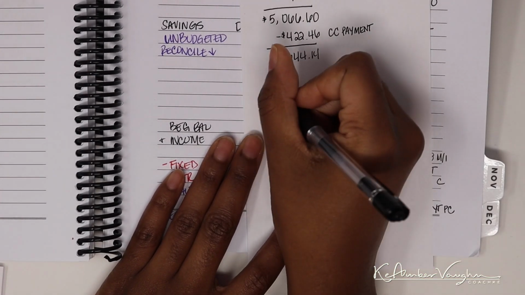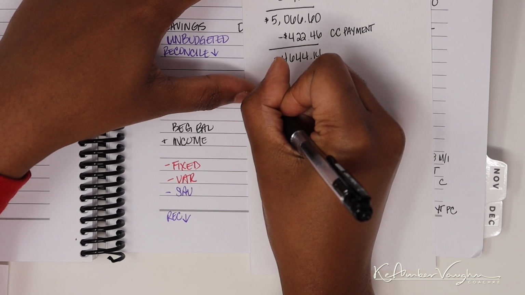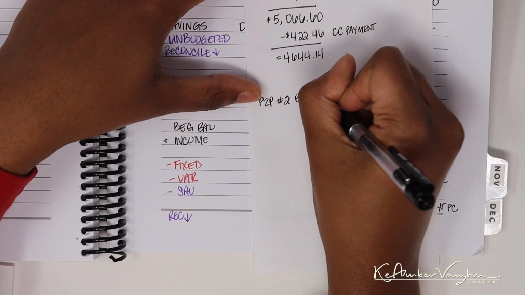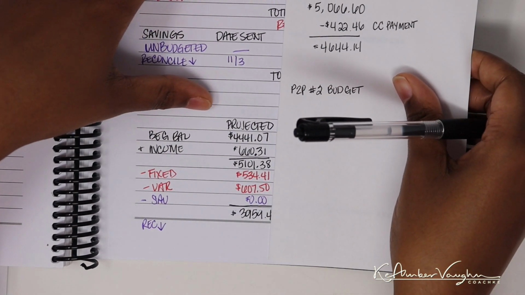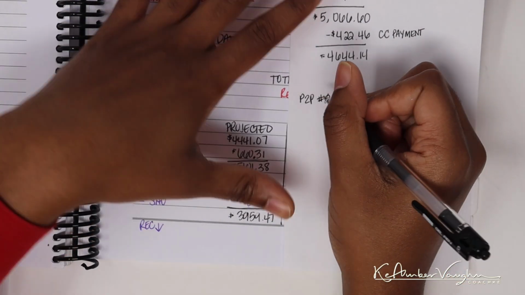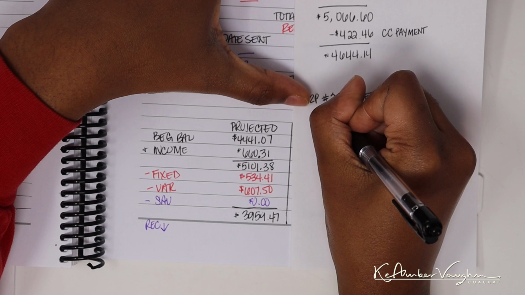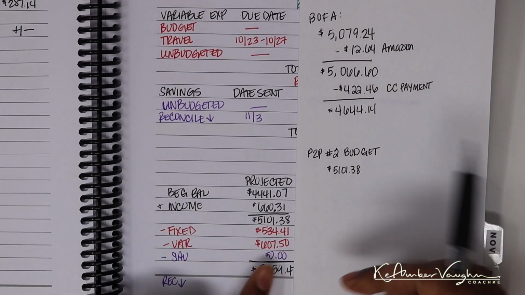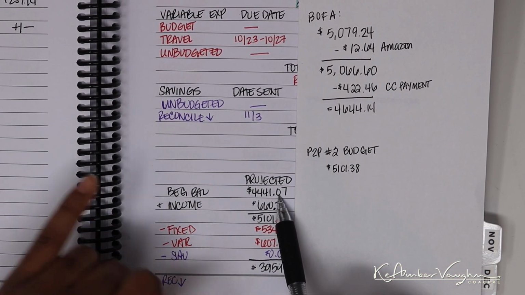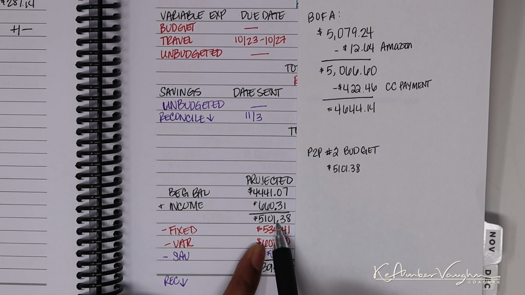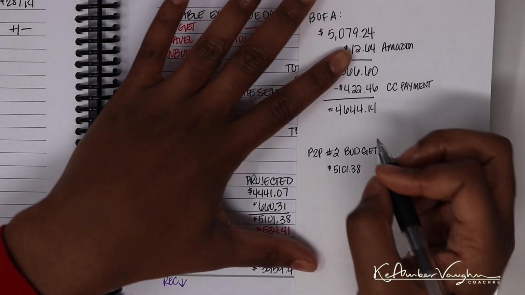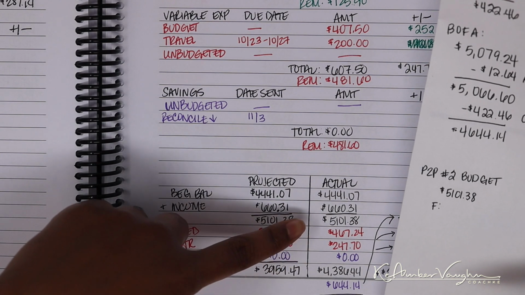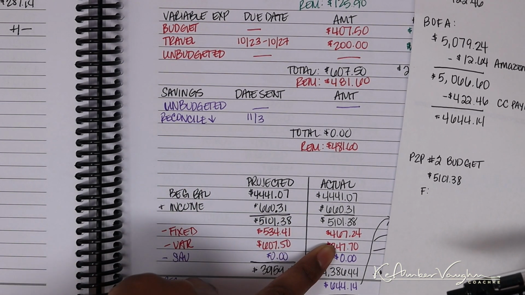So the next thing I'm going to do is put P2P number 2, that's paycheck to paycheck number 2 budget. And we're going to use the reconciliation at the bottom. So $5,101.38 was my starting balance. You guys can see here, because if I take the beginning balance from the ending balance of the last paycheck and then I add in my income, that's the total amount that I had to start off with, right? So my fixed expenses were actually $467.24.